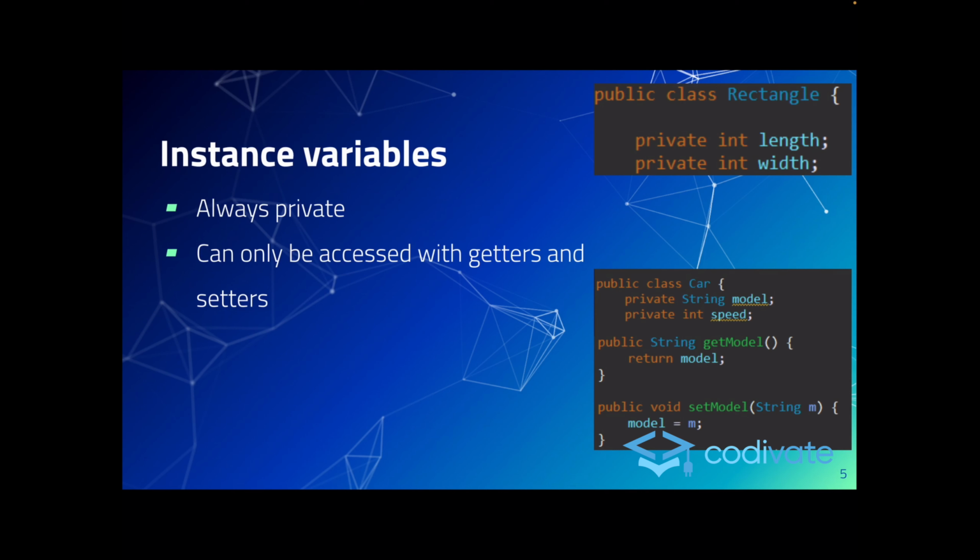Similarly, for the car class, you could have the model of the car and the speed of the car be instance variables. For any instance of the car class, these variables would tell you what the car model and what the car's speed would be. And to get these variables, you could use setters and getters as shown on the slide. You could use the method getModel, or you could use the method setModel.